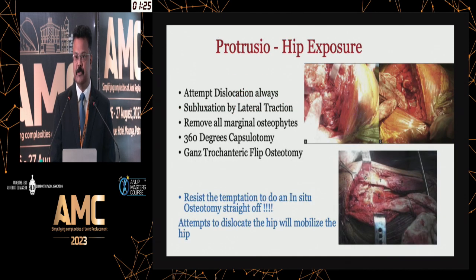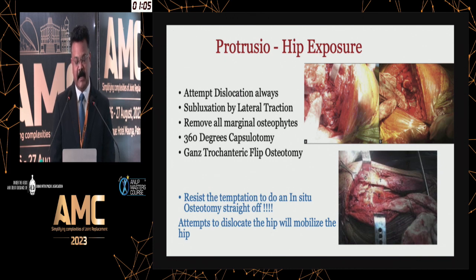Now, protrusio hip exposure is again always a challenge. So the attempt to dislocate the hip should always be made. Subluxation, of course, with bilateral traction by your assistant is invariably required. All marginal osteophytes must be removed. And of course, a complete capsulotomy is mandatory.